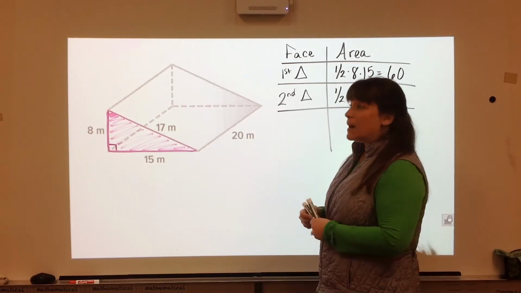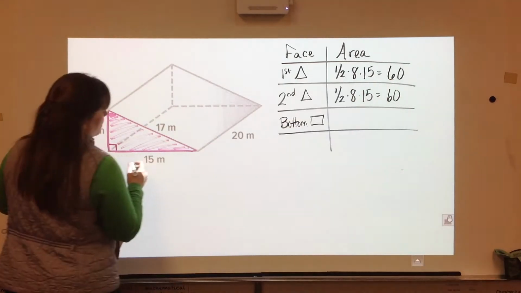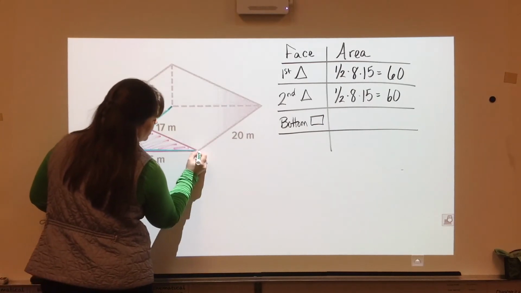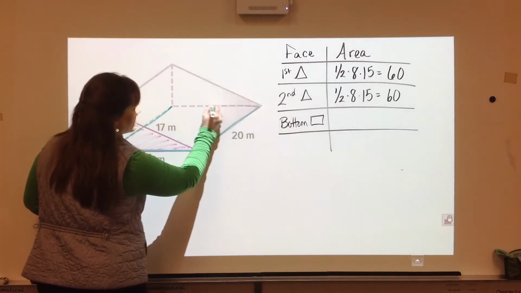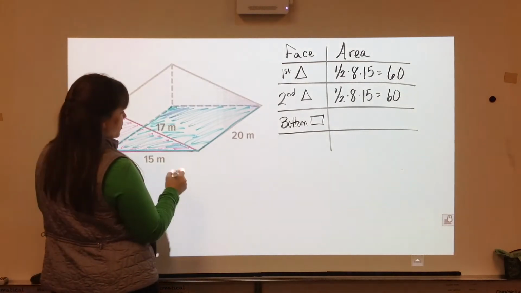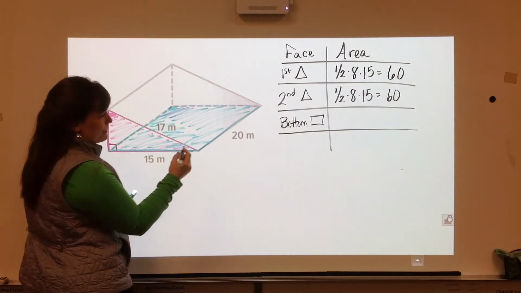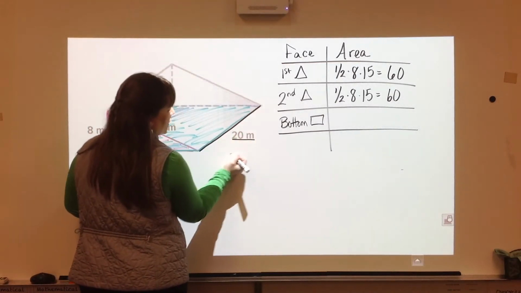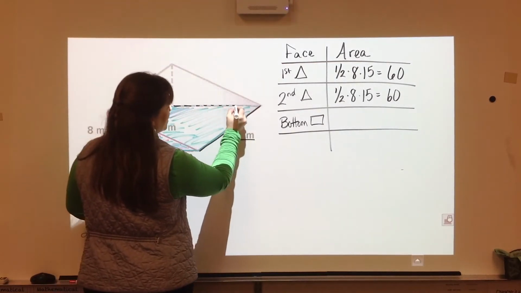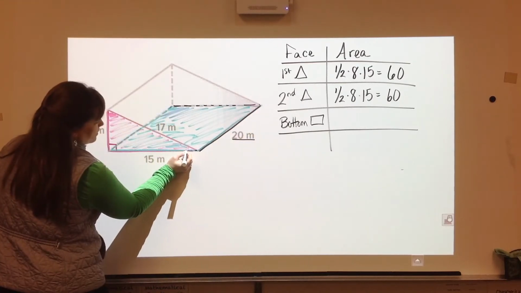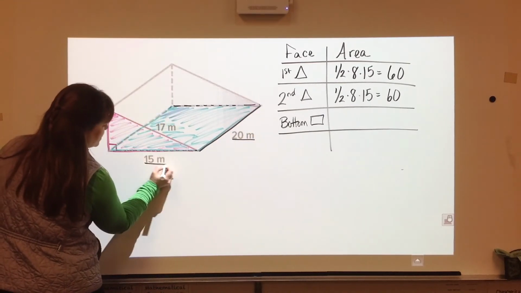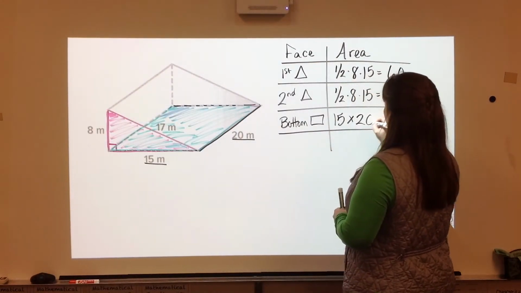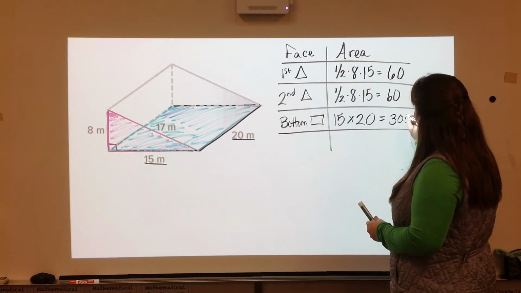Now I'm going to move on to my bottom rectangle. That is going to be this parallelogram looking rectangle. It's really a rectangle even though it looks like a parallelogram. And now I need the dimensions of this guy. I'm going to highlight it in black so you can see. This part of the rectangle is going to be 20. And this dotted line also is the same as this one, which is our 15. So our bottom is going to be 15 times 20, which ends up being 300.